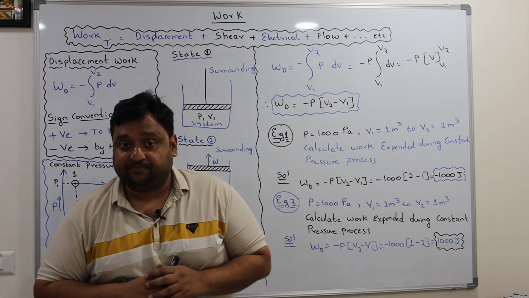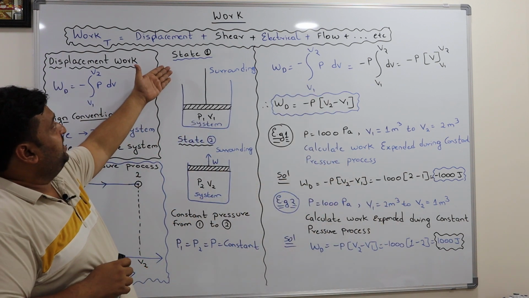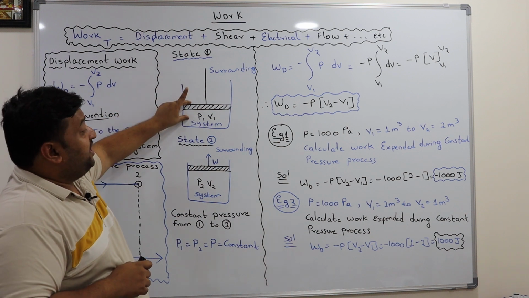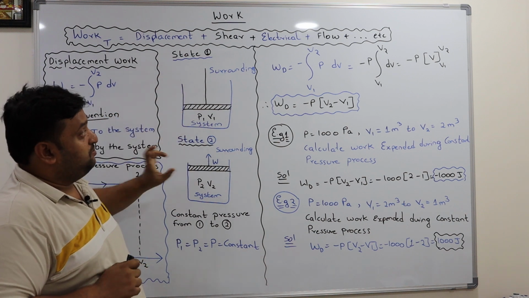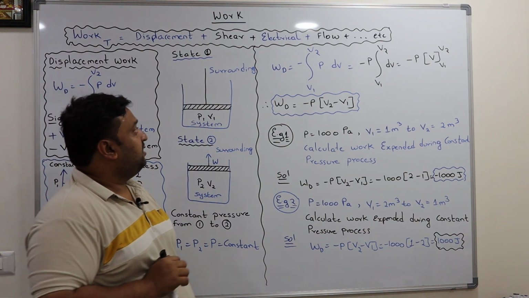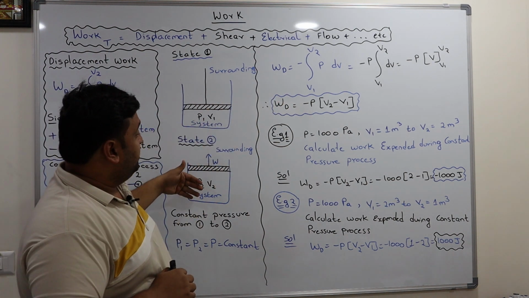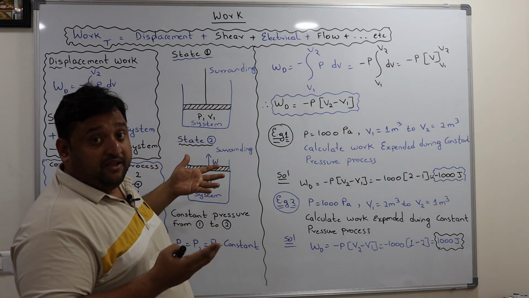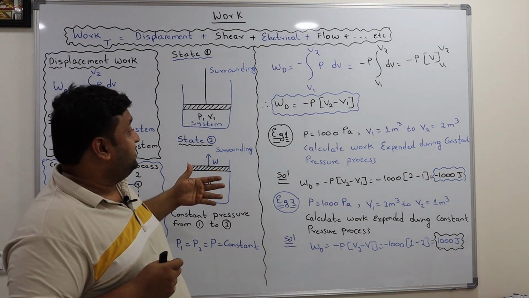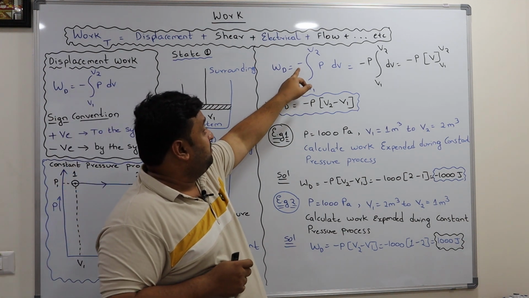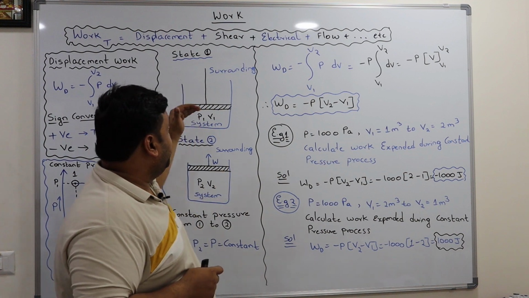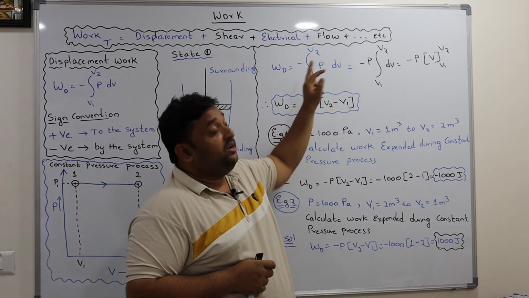Okay, this is the example. If you see, state 1 is before expansion, state 2 is after expansion. Let us use the formula. The displacement work that happens when we bring the system from state 1 to state 2 is nothing but minus integral V1 to V2, that means state 1 to state 2, P dV.